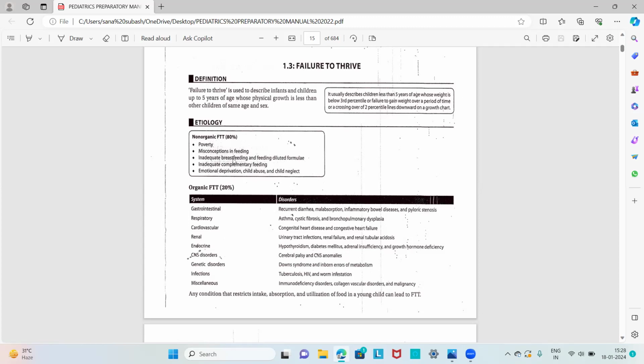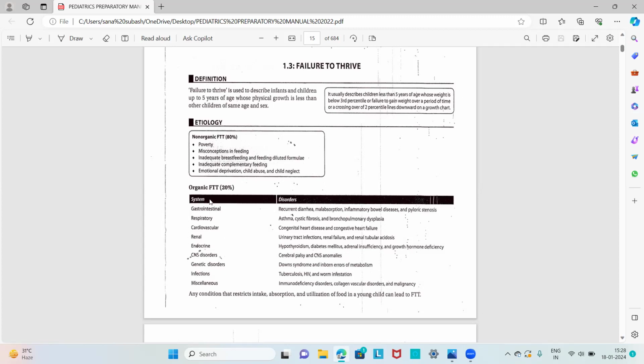Then, the organic failure to thrive is the 20% contributed by the organic causes. That is, there will be an underlying disease. That is classified here system wise. Because of this underlying organic disorder, the child has the failure to thrive.